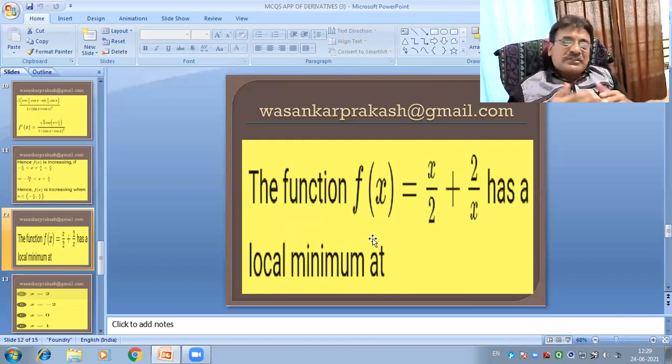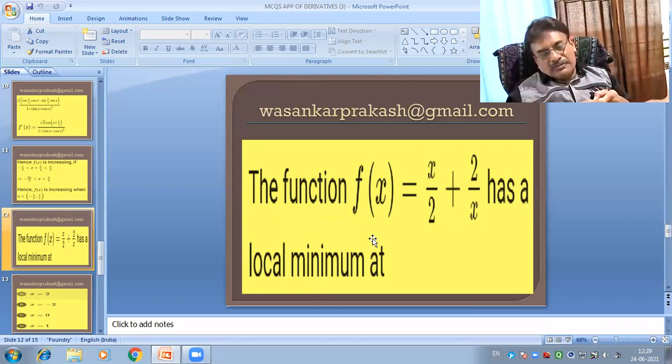So here we use the second order derivative test. From f of x, first we find f dash of x. Next we find the roots of f dash of x is equal to 0. That means we take the first order derivative equal to 0 and then find out the roots.